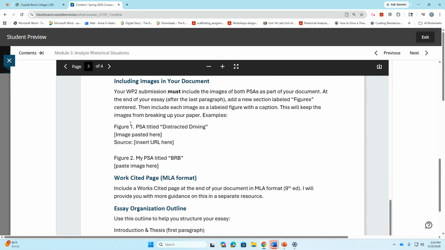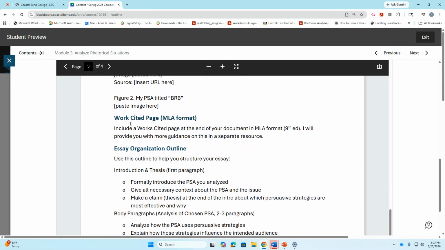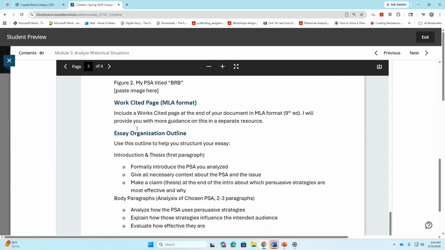Because you will need to include the image you analyzed and the one you create. There will be a works cited page. Now, we'll get to that later, so I don't have a lot of specifics here. But you will need to create some citations on your works cited page, especially for the ad that you are analyzing, and if you for some reason do bring in any outside sources about that ad, you would want to cite those as well.